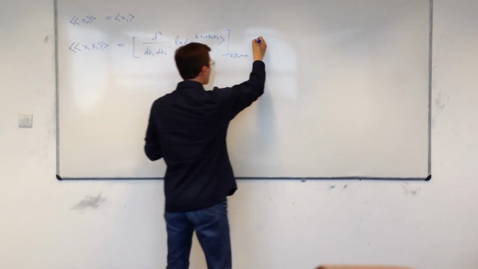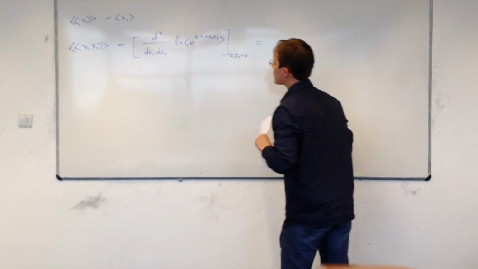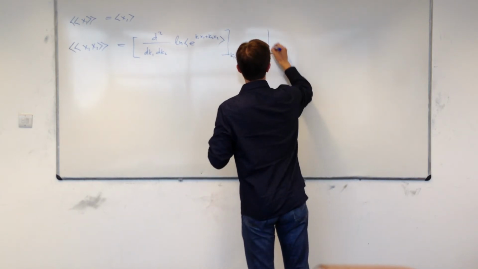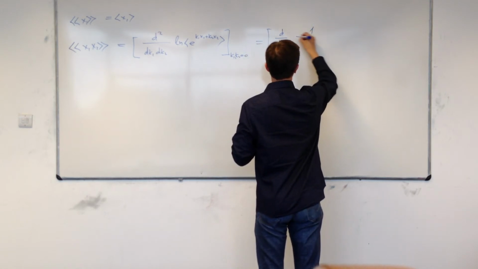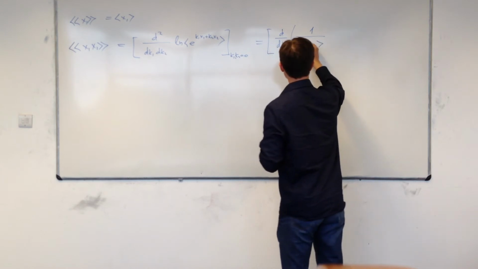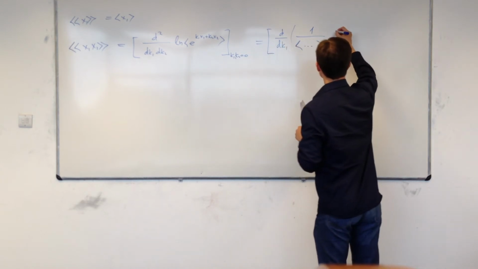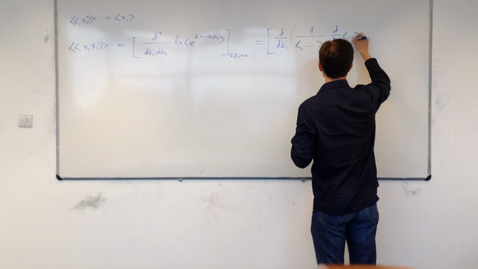Well, we just need to take those derivatives. So I'll differentiate with respect to k2 first. It will be d by dk1 of 1 over the bracket, and then d by dk1 of the bracket.